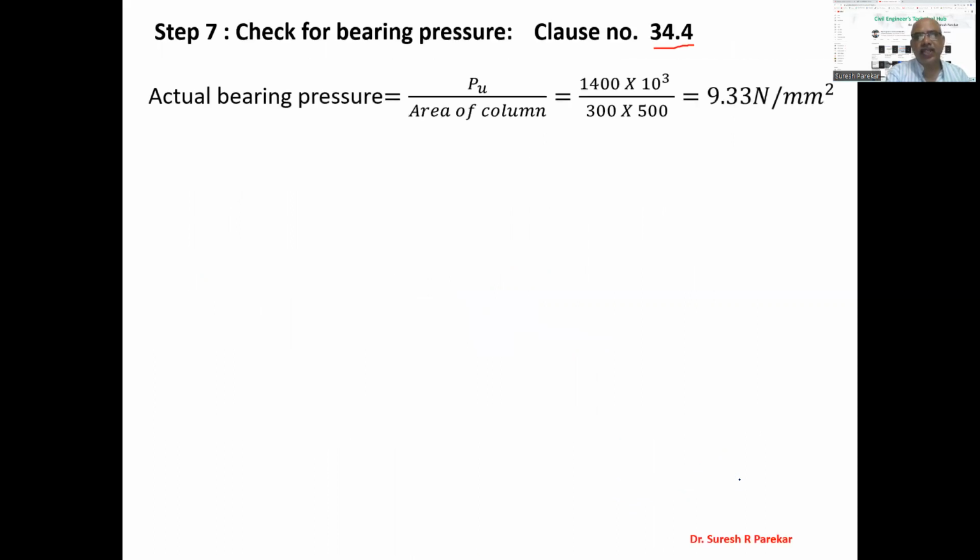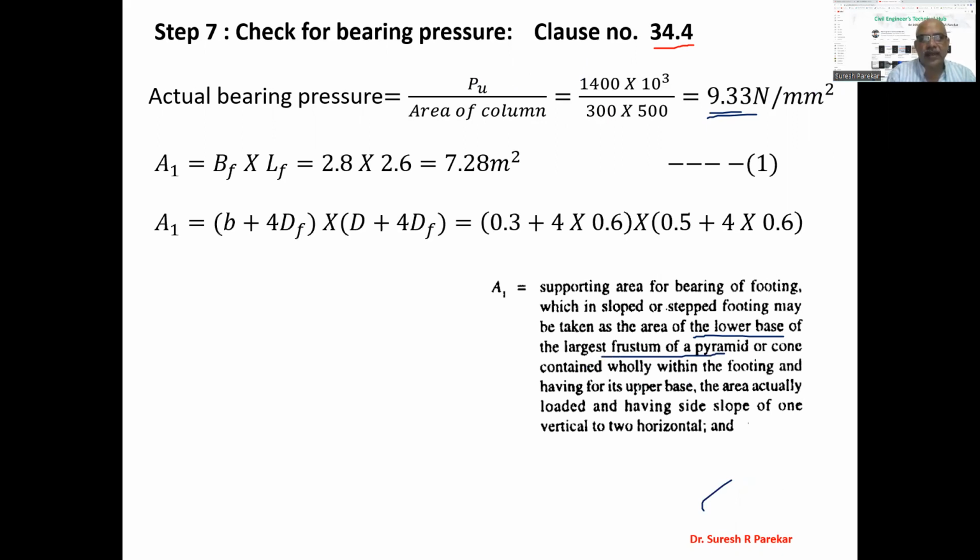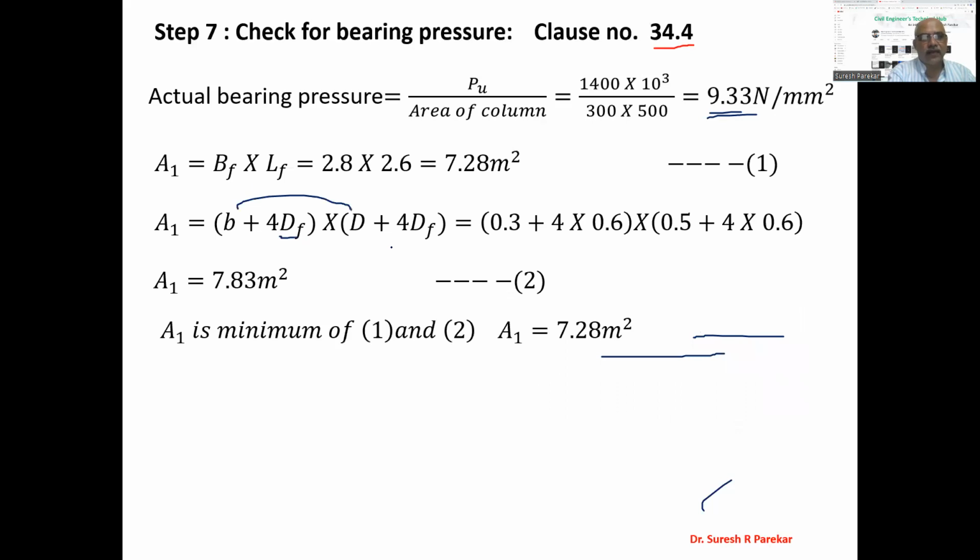And then the last check is bearing pressure, clause number 34.4 in IS 456. So PU, that is column load upon area of column, is 9.33, and then A1 is BF into LF. Already we have calculated it; you can read this. We have to consider it as the lower base of the largest frustum and all this, so do not go into this one, just you should know. Therefore, I have mentioned it here. So you will get B plus 4df and D plus 4df. This is B and D, the column dimensions, and this is the depth of footing. And from this you will get the value of A1.